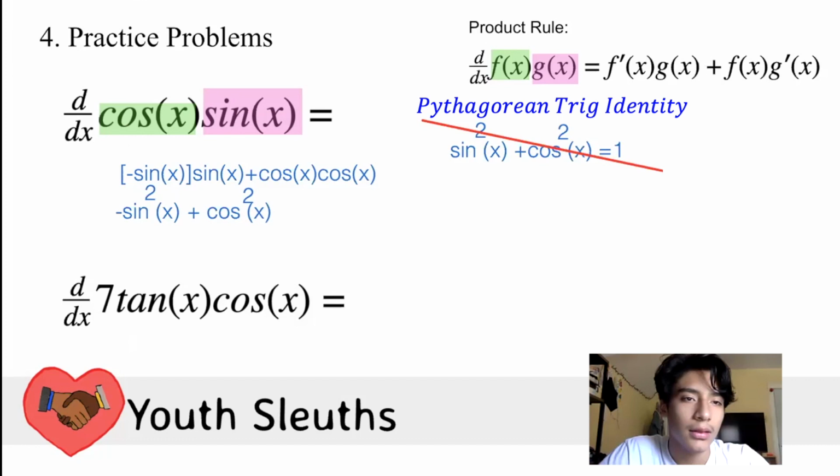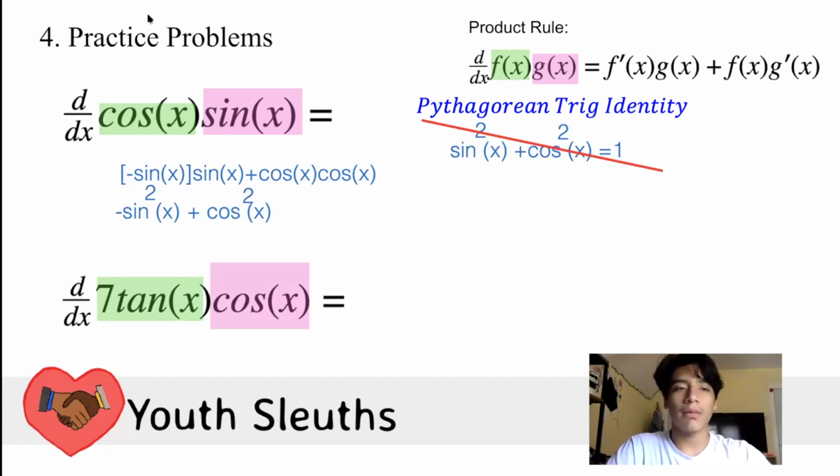And so for the next question, I want you guys to try it on your own. You can use 7 tangent of x as f of x, and cosine of x as g of x. Pause me, and then come back when you're done.